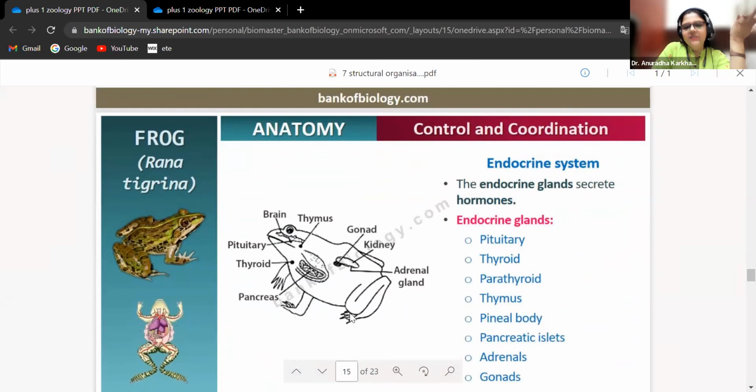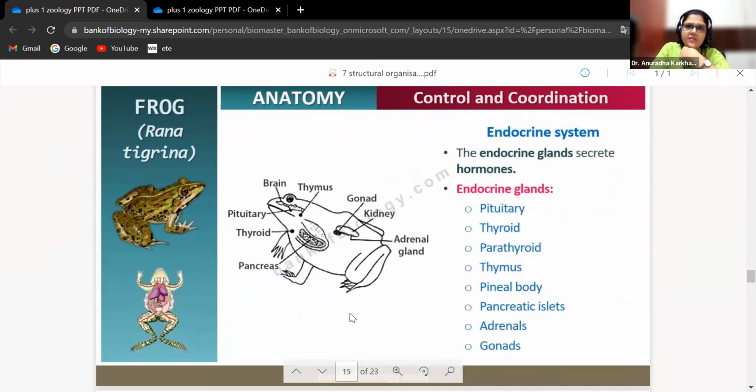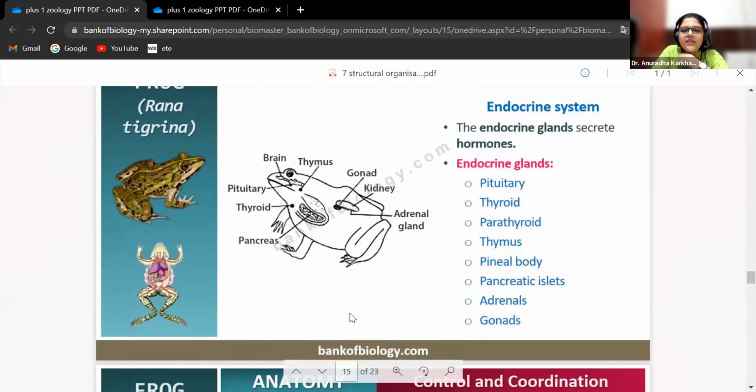Control and coordination, do they have it like ours? Look, endocrine system of cockroach, the endocrine glands secrete hormones. What all endocrine glands do they have? Pituitary, thyroid, parathyroid, thymus, pineal body, pancreatic islets, adrenals, gonads. Don't you think even we have got all these? Even frog has got all these. That was the reason we had dissection of frog as well.